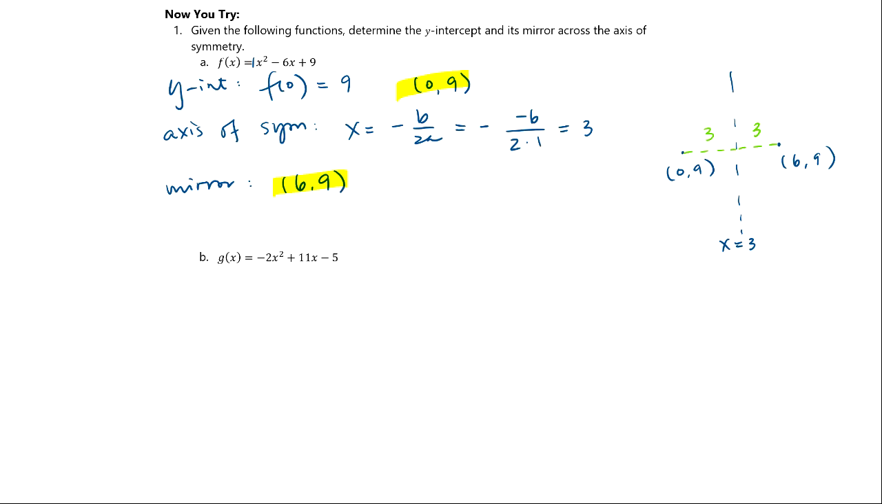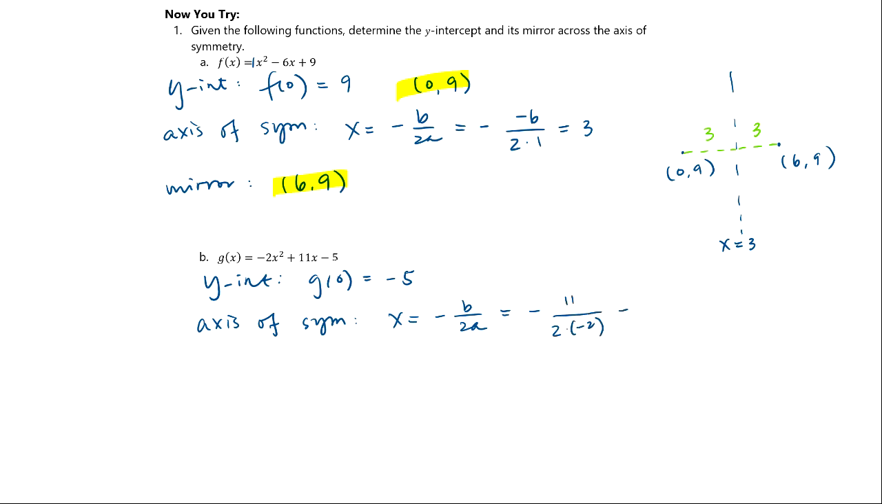Now similarly, in part B, we can go through the same process. For the y-intercept, we can find g of 0, which is equal to negative 5. Again, that's the constant term, but don't forget the negative sign in the front. And for the axis of symmetry, we get x is equal to negative b over 2a, which is negative 11 over 2 times negative 2. And therefore, the negative signs cancel out, and we get 11 over 4.